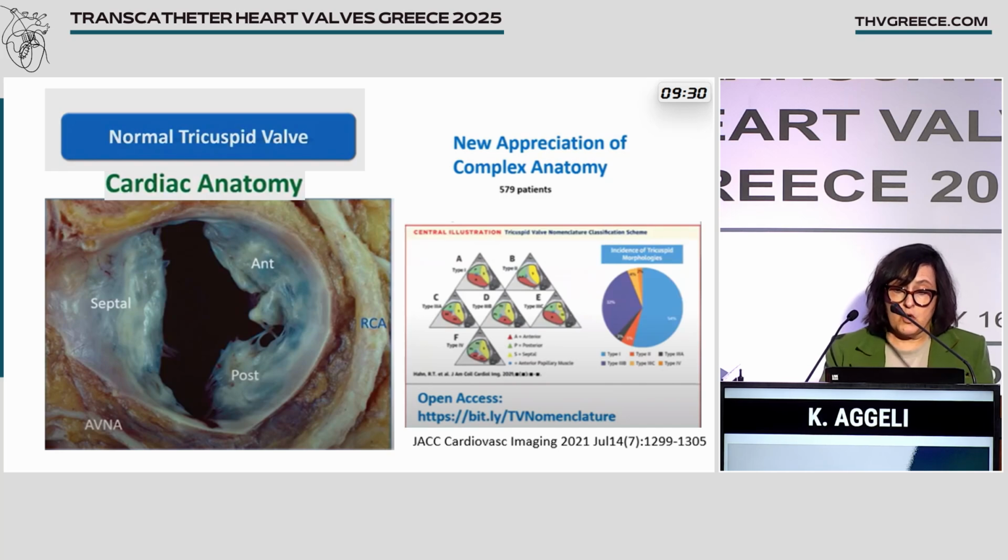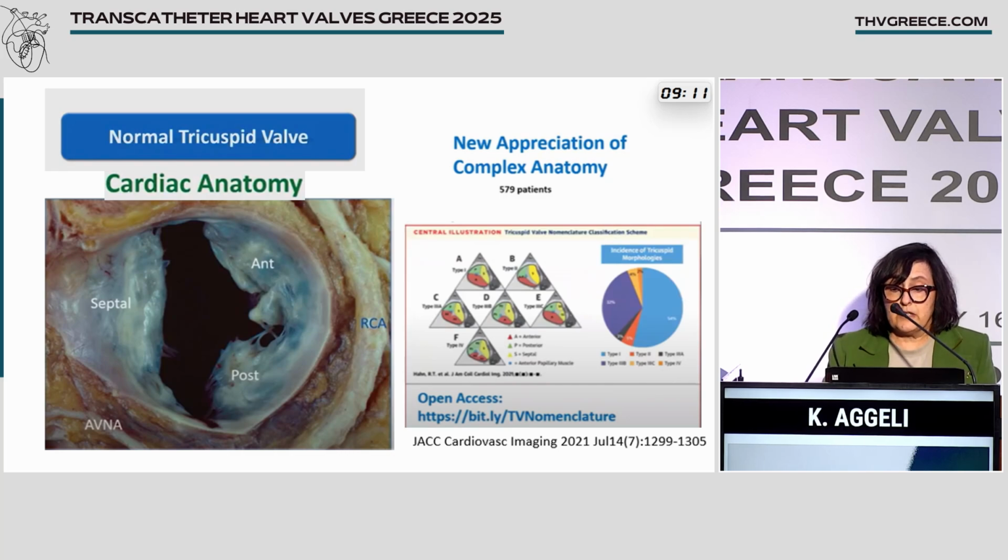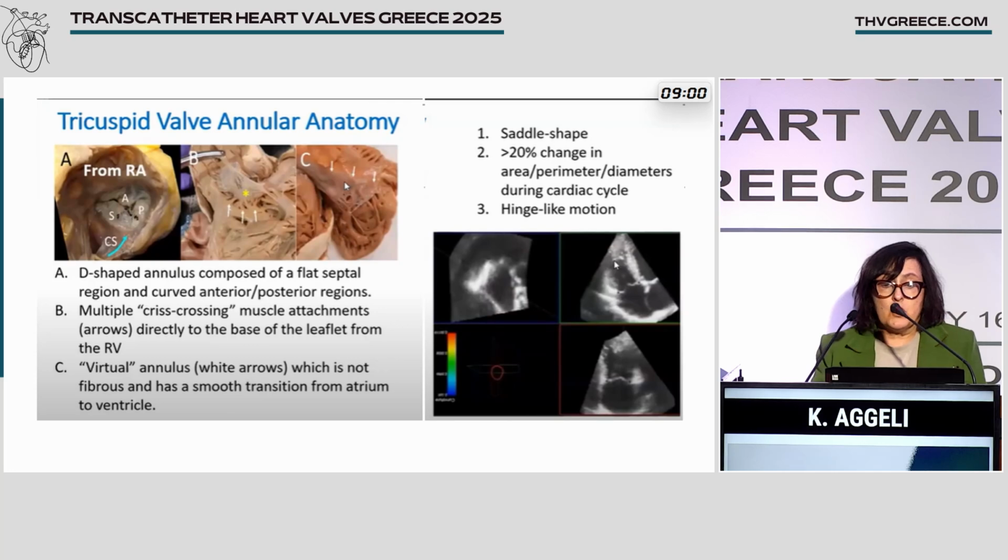mechanism. So we have already discussed the new appreciation of the complex anatomy of the tricuspid valve according to Rebecca Hahn. And we know that 50% of patients with tricuspid regurgitation have 3 leaflets, and the rest of them have 2, 4, or 5 leaflets. So a little bit more anatomical data.